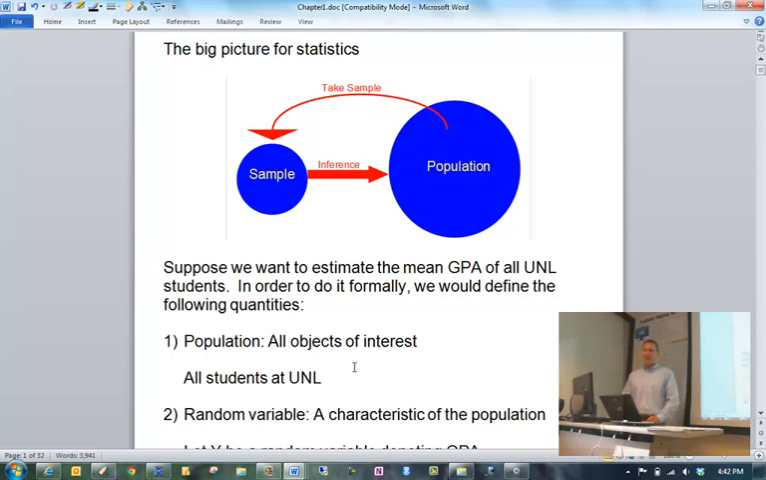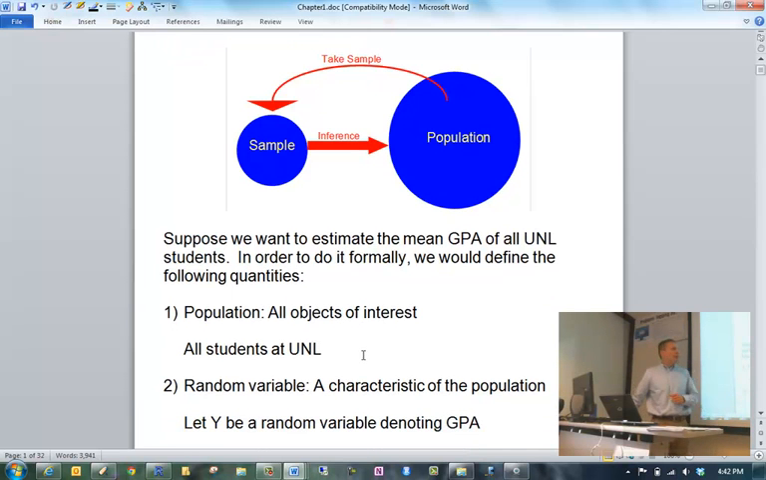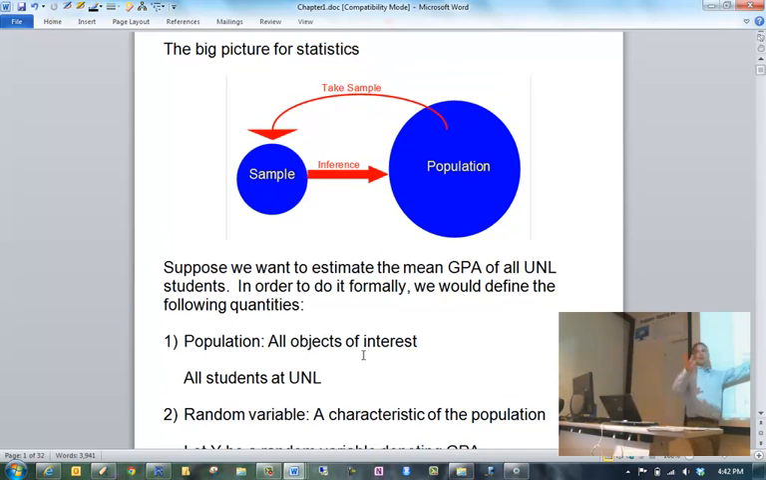Obviously, that might take a lot of time. So what will we do in statistics? First of all, we would define our population of interest: all students at UNL, all 25,000. So you can imagine, including yourself, all 25,000 students are floating around in this circle. And attached to each student, you have a GPA.